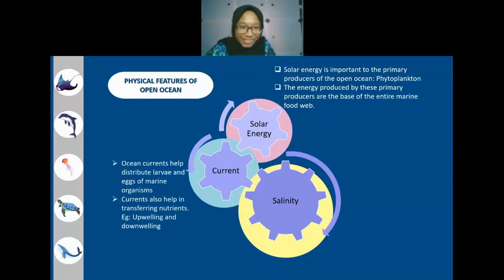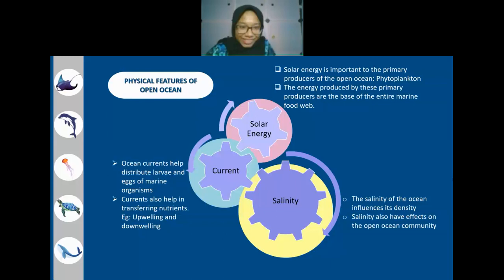And the second one is current. Ocean currents help distribute larvae and eggs of marine organisms. Currents also help in transferring nutrients, with examples of the process being upwelling and downwelling. What currents do is regulate the Earth's climate. In simple words, it can avoid the tropics from becoming too hot and also avoid the poles from getting too cold.